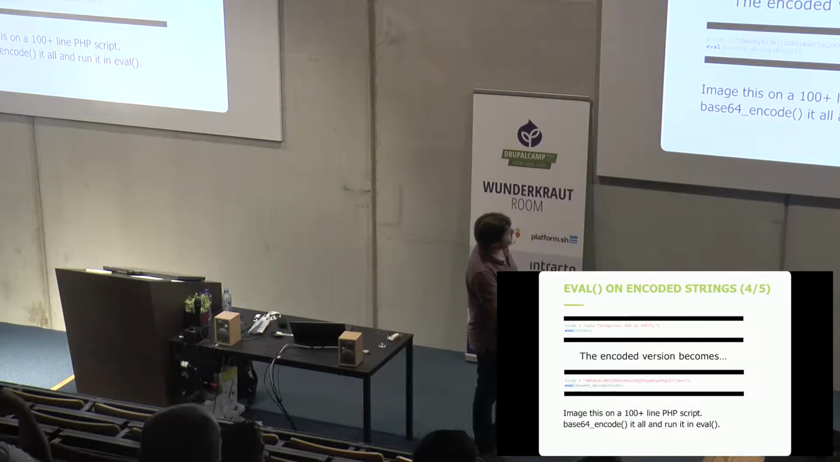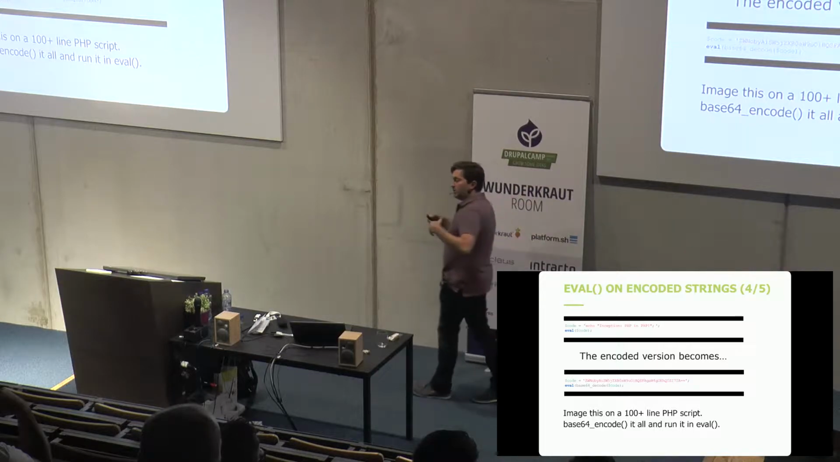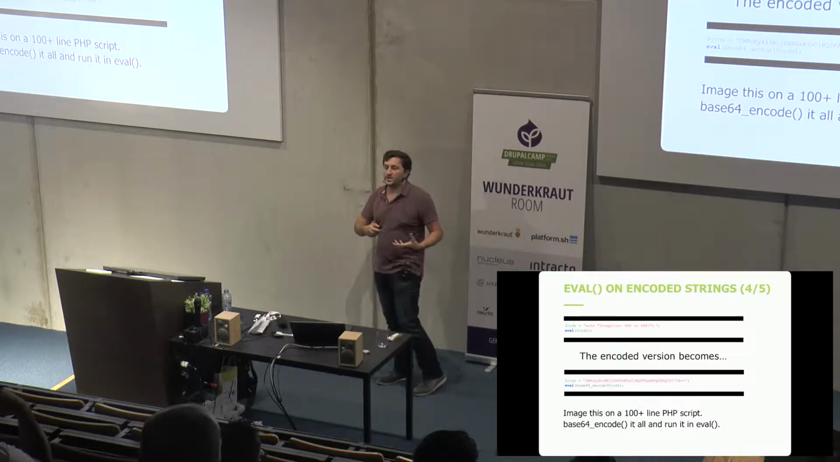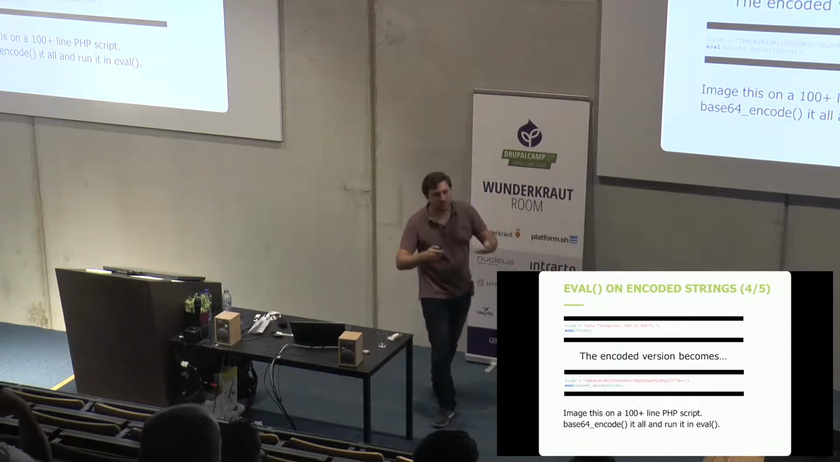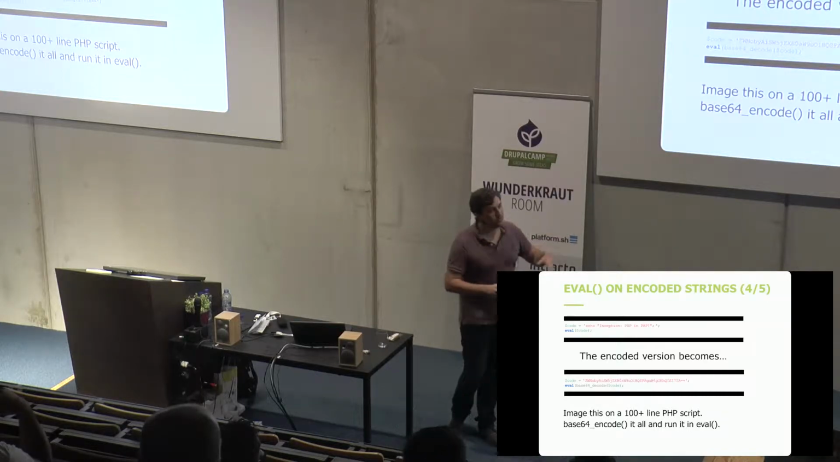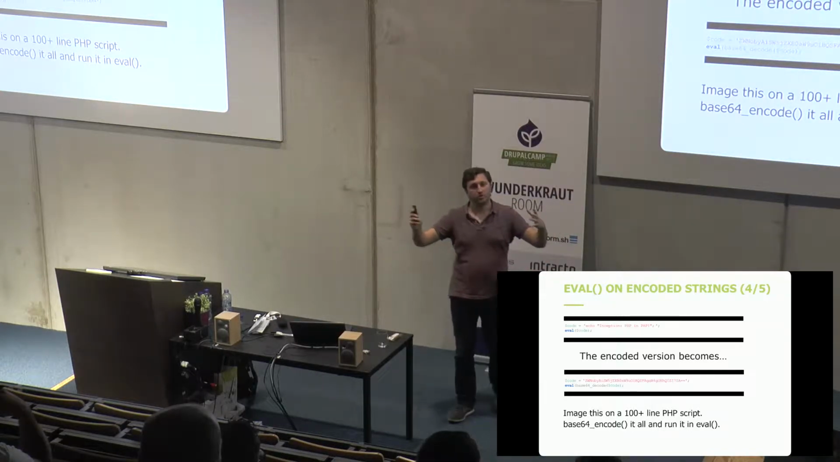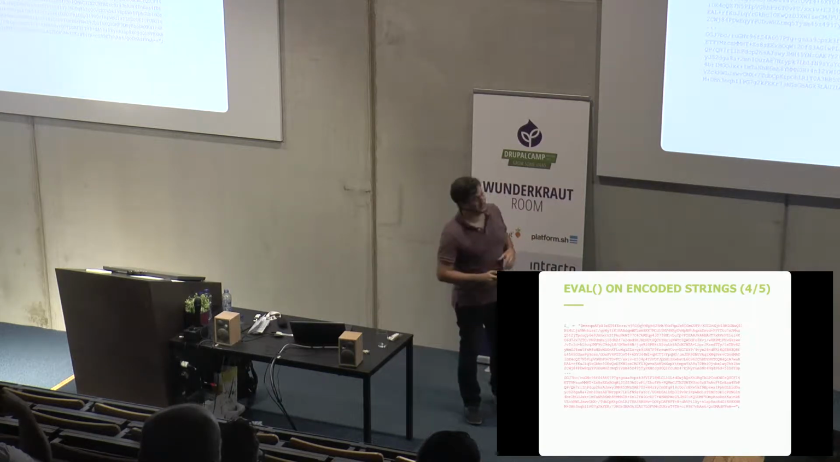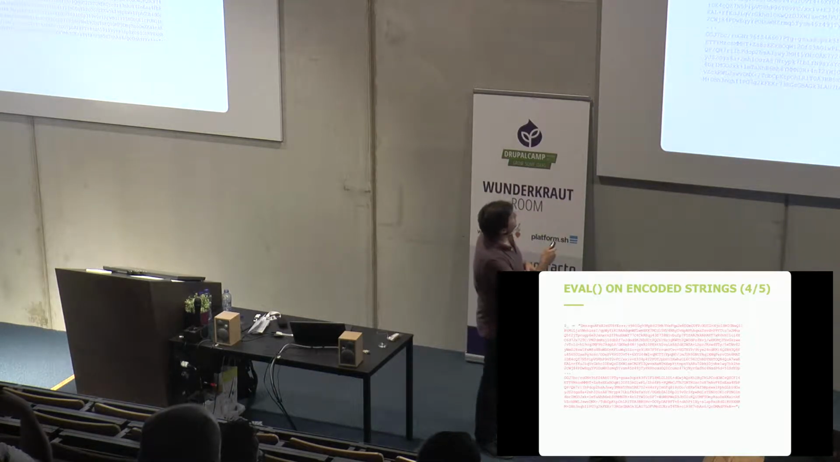If you want to obfuscate it, you base64 encode your secret string, decode it and run it through eval, and suddenly you are running PHP within PHP, but obfuscating what you're actually trying to do. Now, if you do this on a really big file and you base64 encode it, it starts to look like this. So you can have a single string.